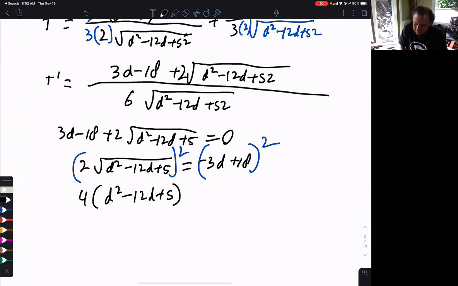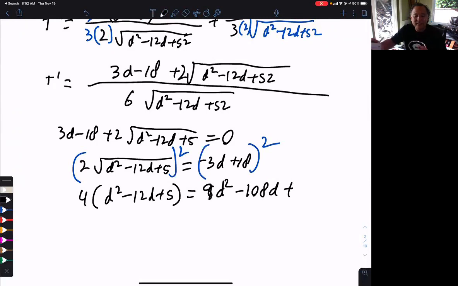So we get that. On this side, we get 9d squared, and 18 times 3 is negative 54, negative 108d. Man, I need a calculator. These numbers are getting big. And like I said, I hope this answer comes out right, because if it doesn't, I'm going to be so sad.